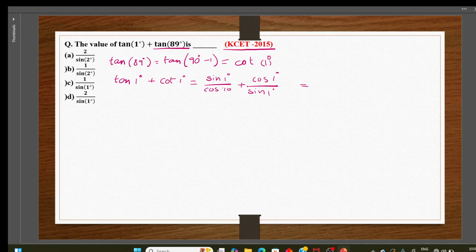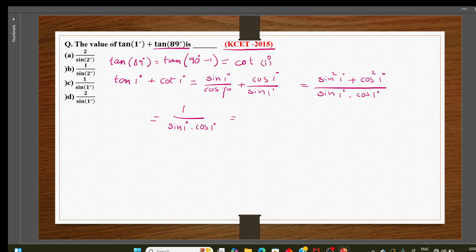Okay. So apply cross multiplication. Here it is a degree, not 10. Sine into sine is sine square 1 degree plus cos into cos is cos square 1 degree, whole divided by sine into cos, is sine 1 degree into cos 1 degree. It is equal to sine square theta plus cos square theta, which is 1, by sine 1 degree into cos 1 degree.